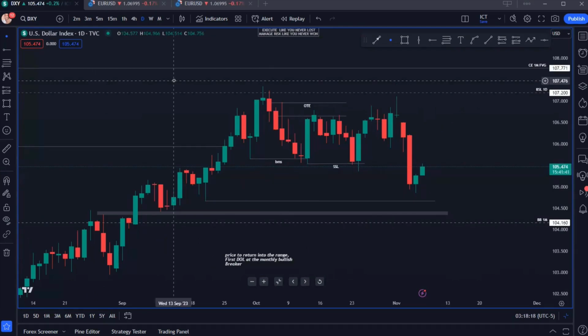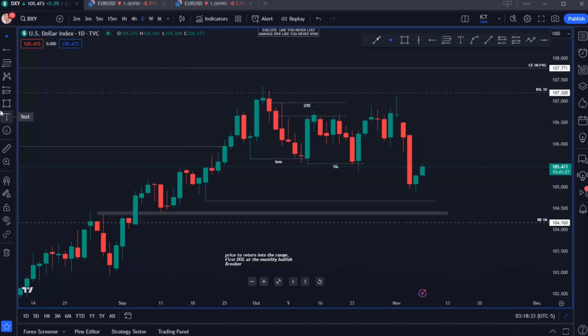Whenever you get to the chart, you like to ask yourself these three questions. Number one is where price is coming from. Number two is where price is heading to. Number three is where is the next draw on liquidity. So these are the three major questions you need to ask yourself whenever you get to price.